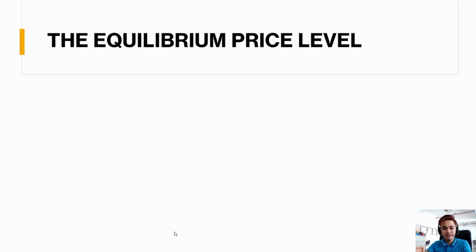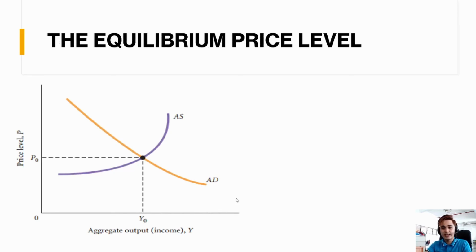Okay, so the equilibrium price level. In the economy, the equilibrium price level may occur at the point where our AD and our AS curve will intersect. At this point, we can determine our national inflation rate at P0 and our aggregate output at Y0. So this is now our ASAD model. This looks very simple, but this is one of the models being used in analyzing monetary and fiscal policy effects, or other macroeconomic phenomena.